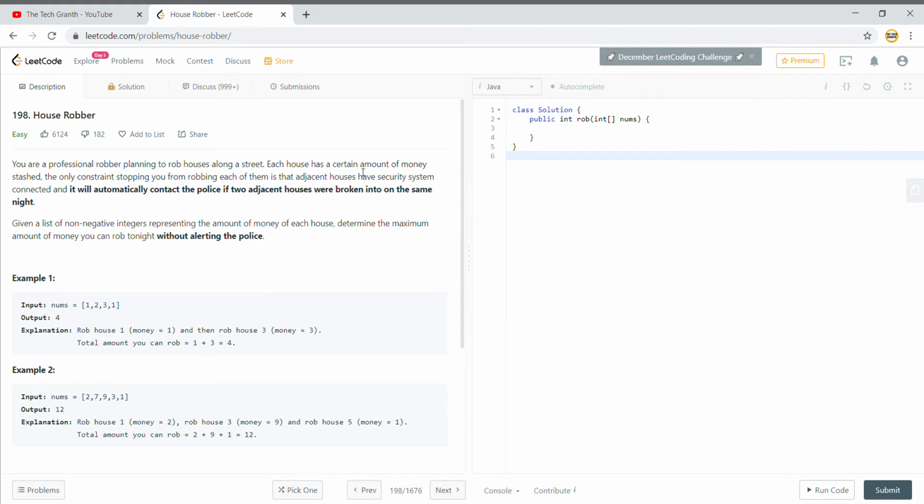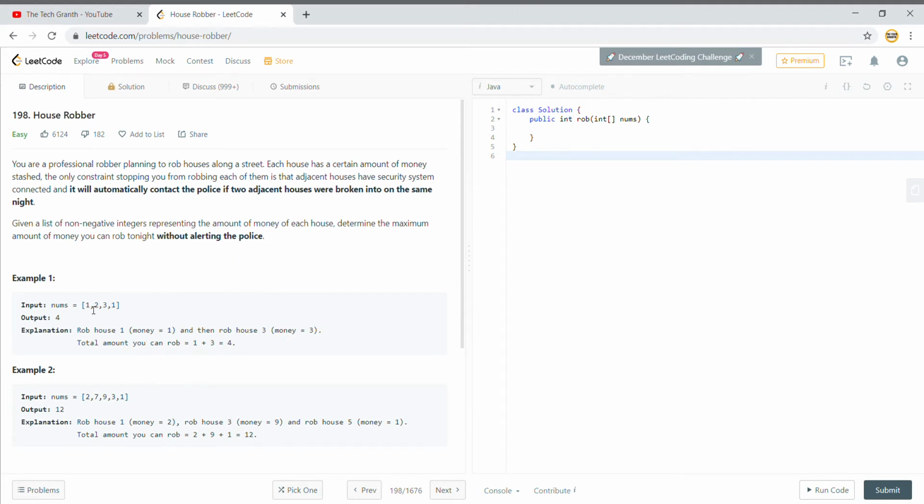Each house has a certain amount of money stashed, and the only constraint stopping you from robbing each of them is that adjacent houses have a security system connected, and it will automatically contact the police if two adjacent houses are broken into on the same night. So given a list of non-negative integers representing the amount of money of each house, determine the maximum amount of money you can rob tonight without alerting the police.